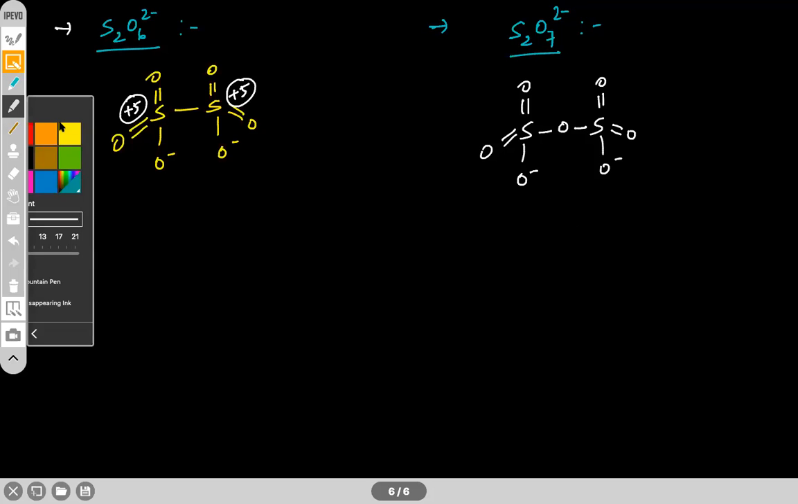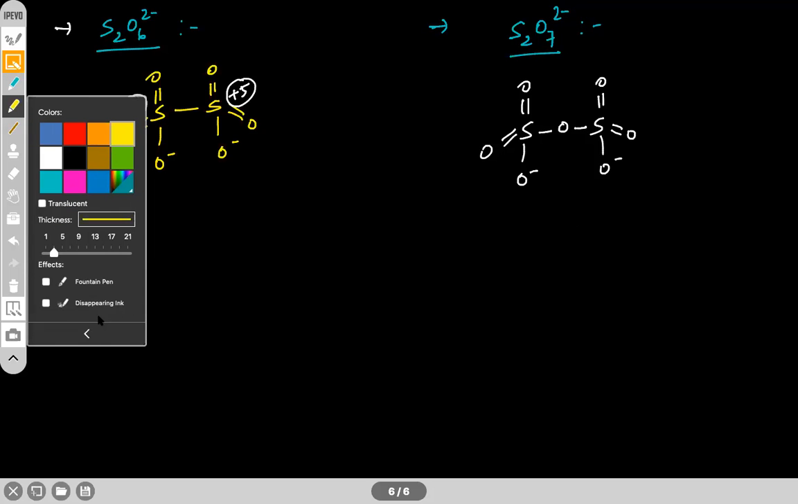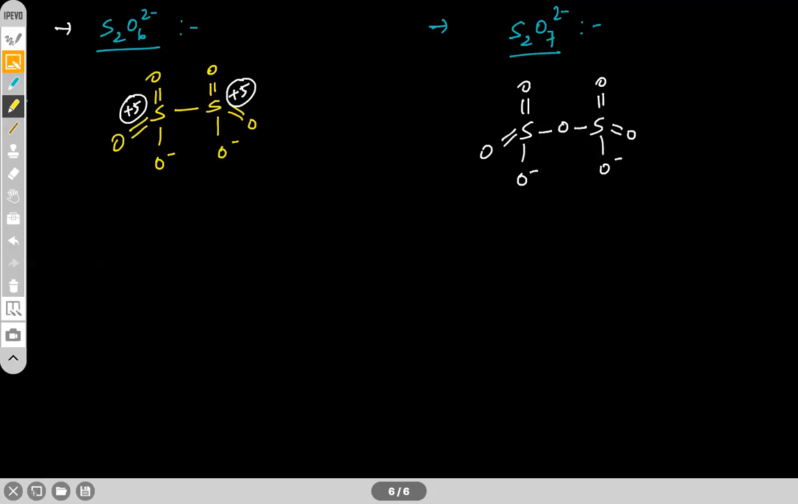Okay, so this one you see, it is 2, 4, 5, 6 plus 6. 2, 4, 5, 6 plus 6. S2O7 2 minus.